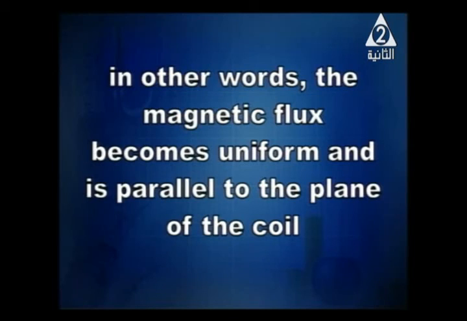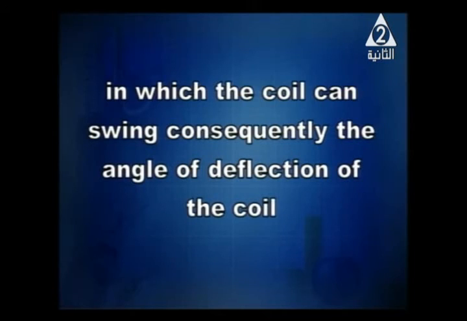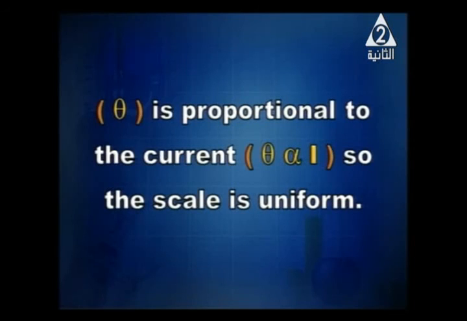In other words, the magnetic flux becomes uniform and it is parallel to the plane of the coil, perpendicular to the sides, over the region in which the coil can swing. Consequently, the angle of deflection theta of the coil will be proportional to the current. Theta is proportional to the current, so the scale is uniform.